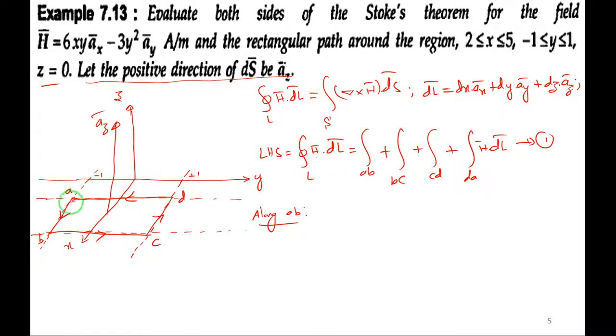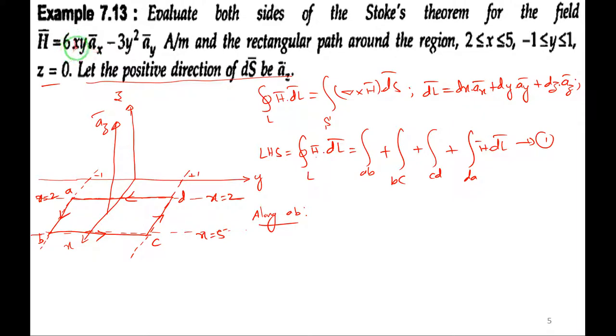Along AB, what is varying? See here, A to B. X is 2 here and x is 5 here, 2 to 5. It is moving parallel to the x-axis in the positive x direction, so only x is varying. The y component is absent, the z component is absent, which means I have only dx into ax.